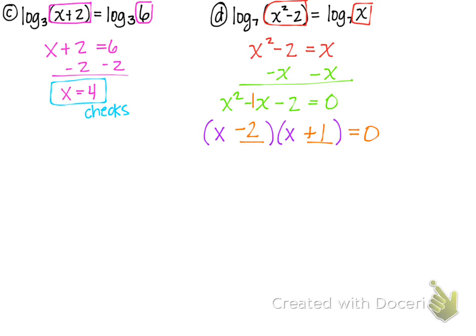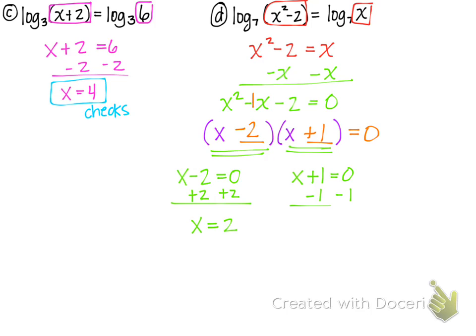Now, if you remember from algebra, at this point we have to take both of these terms and set them individually equal to 0. So we have x minus 2 is equal to 0, and then x plus 1 is equal to 0. When we solve this, we're going to end up having two solutions, so we might end up with an extraneous solution at this point. Let's solve the left-hand one. We're going to add 2 to both sides, and we get x is 2. The next one, we subtract 1 from both sides, and we get x is negative 1.